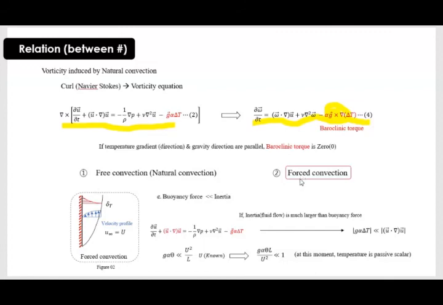Next, we will look at forced convection. This is when buoyancy is much smaller than the inertia, and the temperature becomes a passive scalar. In this case, the boundary velocity u is known, as shown in figure 2, because there exists flow outside.